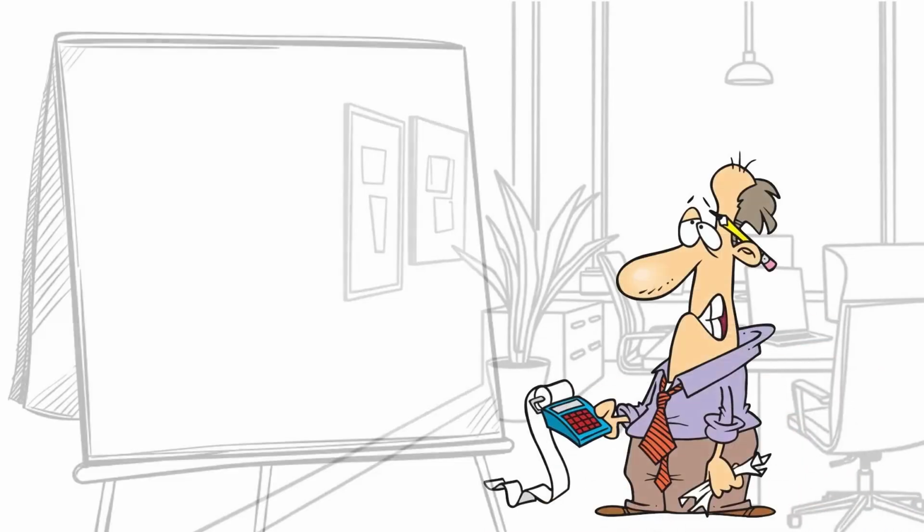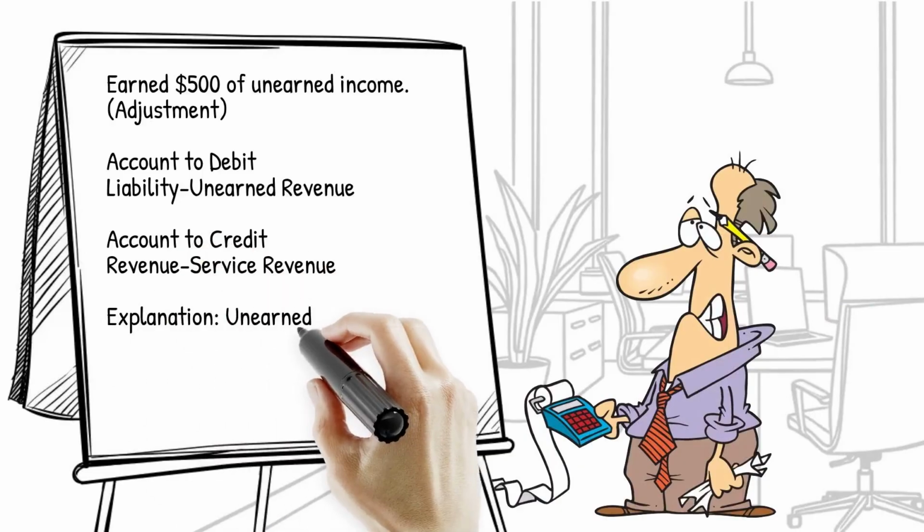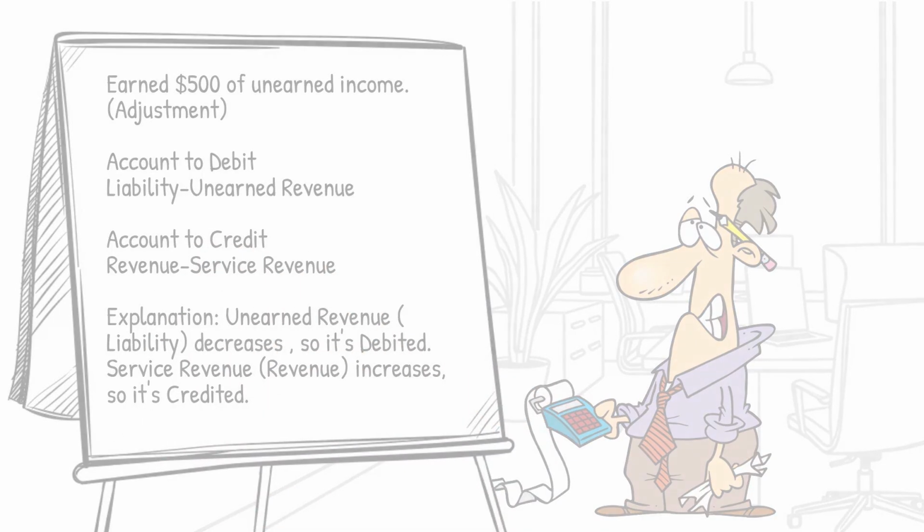Account to debit, liability, unearned revenue. Account to credit, revenue, service revenue. Explanation: unearned revenue, liability, decreases.